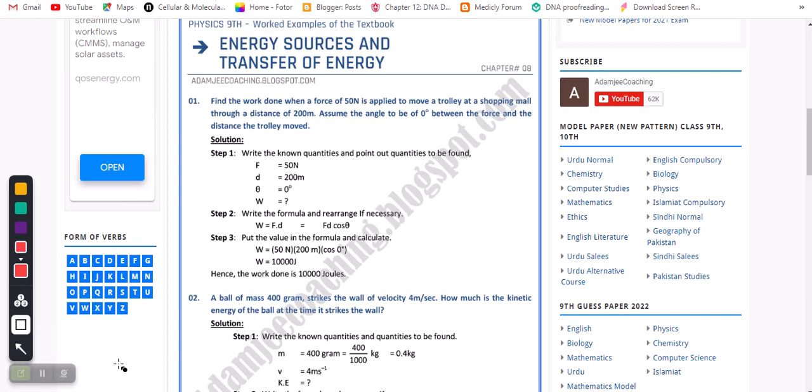Now we have completed the MCQ portion and the worked examples of the textbook of chapter energy sources and transfer of energy.